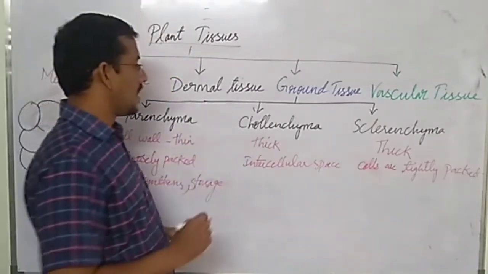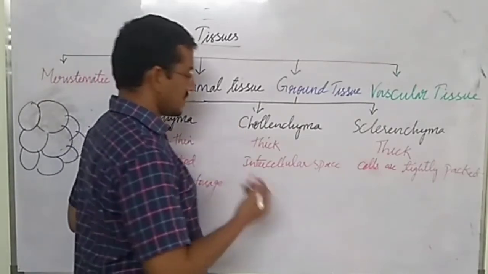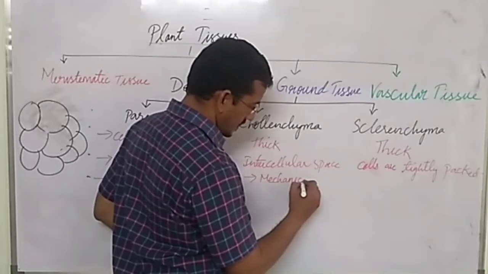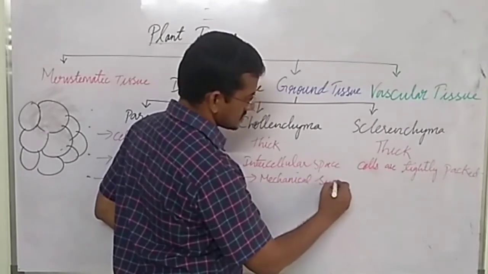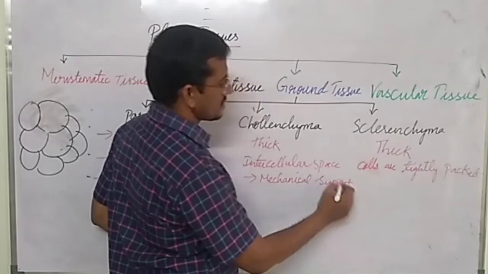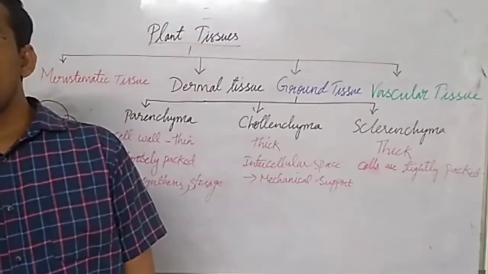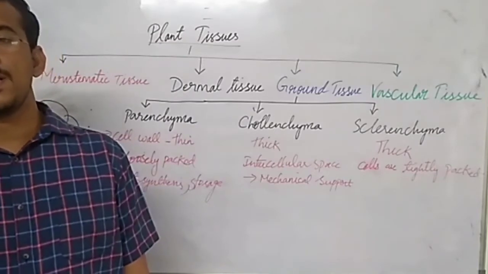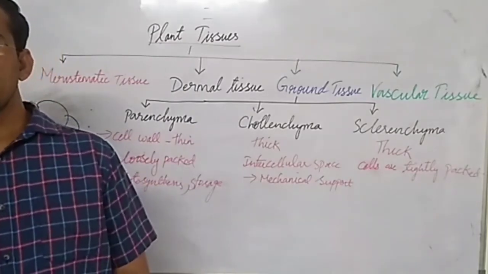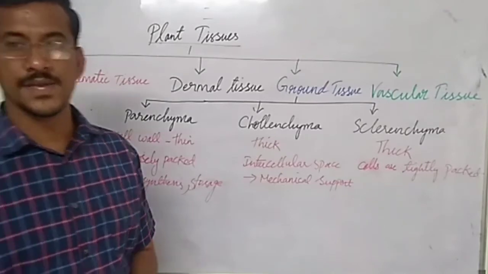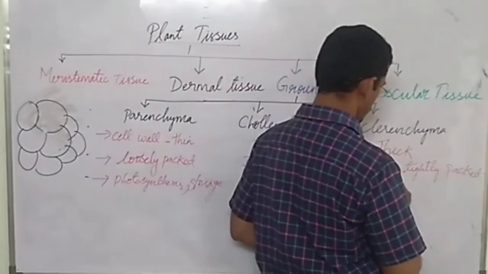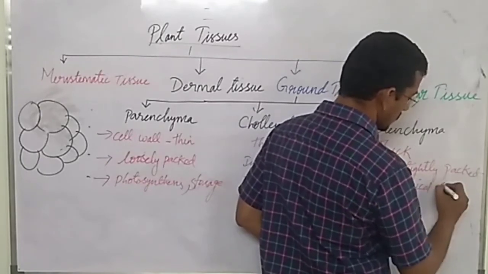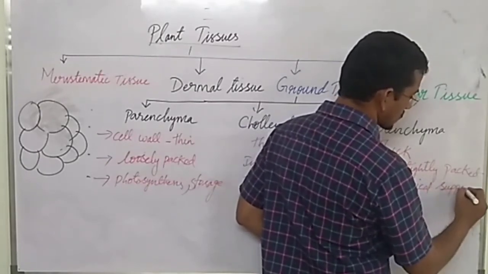Next, collenchyma, they give mechanical support. Sclerenchyma, they also give mechanical support to the plant. Understood? They give strength and mechanical support. This also gives mechanical support.